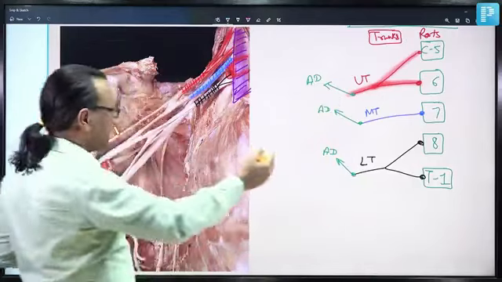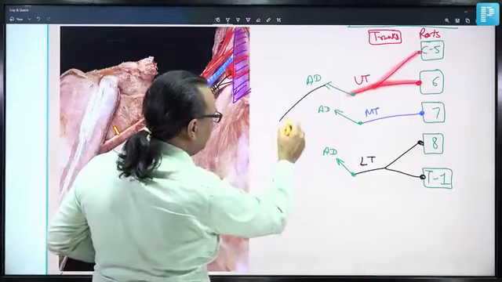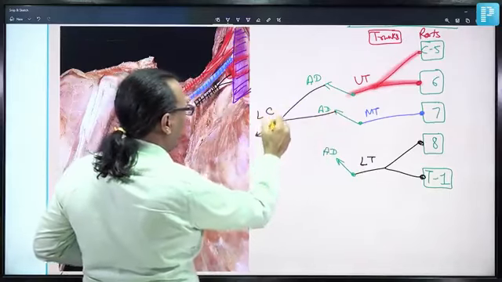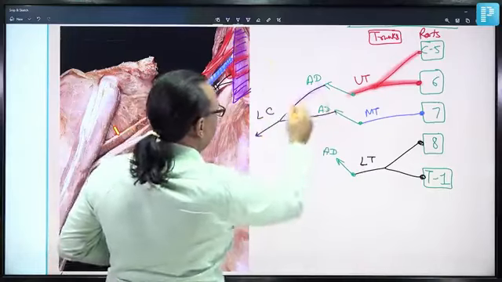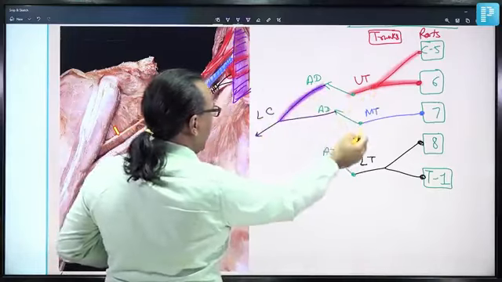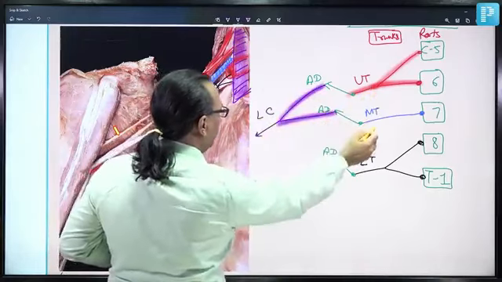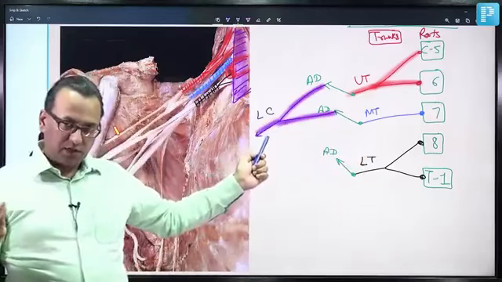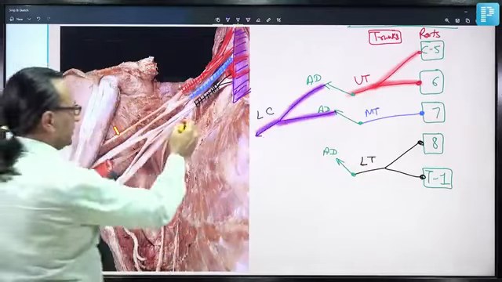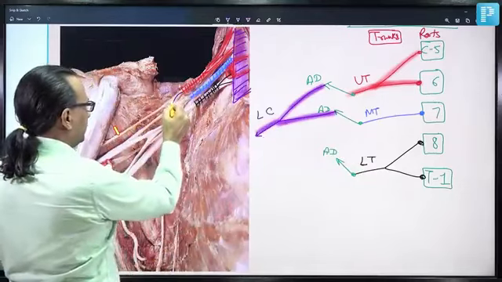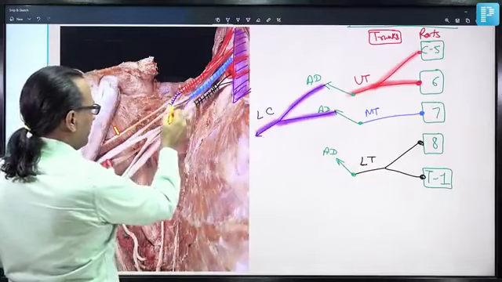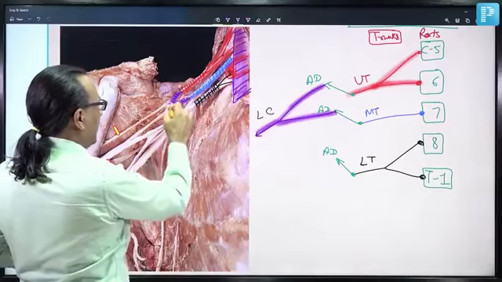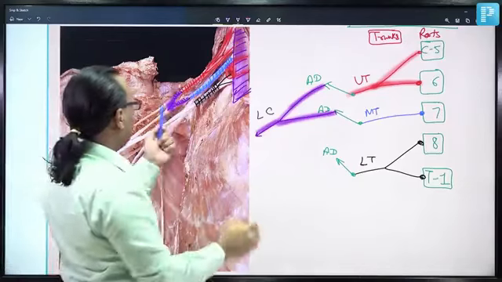Yes, let's do that. In fact, the anterior division of the upper trunk and the anterior division of the middle trunk will form the lateral cord of the brachial plexus. Show it in the diagram. You will notice the upper trunk has given the anterior division, the middle trunk has given the anterior division, and together they have formed the lateral cord of the brachial plexus.